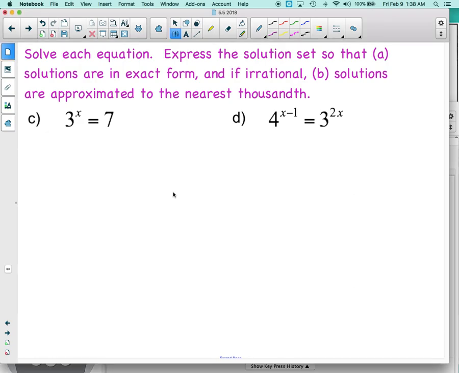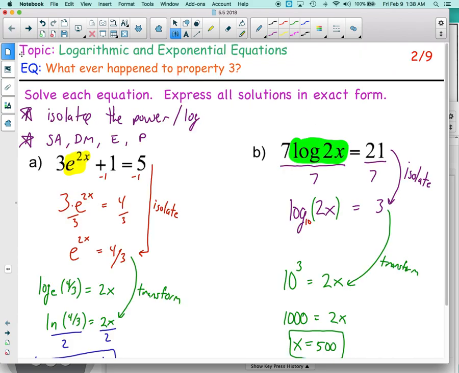All right, here's the next set of examples. We are still solving the equations. So it's pretty much what we did last time, except here the book's asking us to write our answers in exact form, and if the answer is irrational, we approximate it to the nearest thousandth, which is pretty much what we did last time.